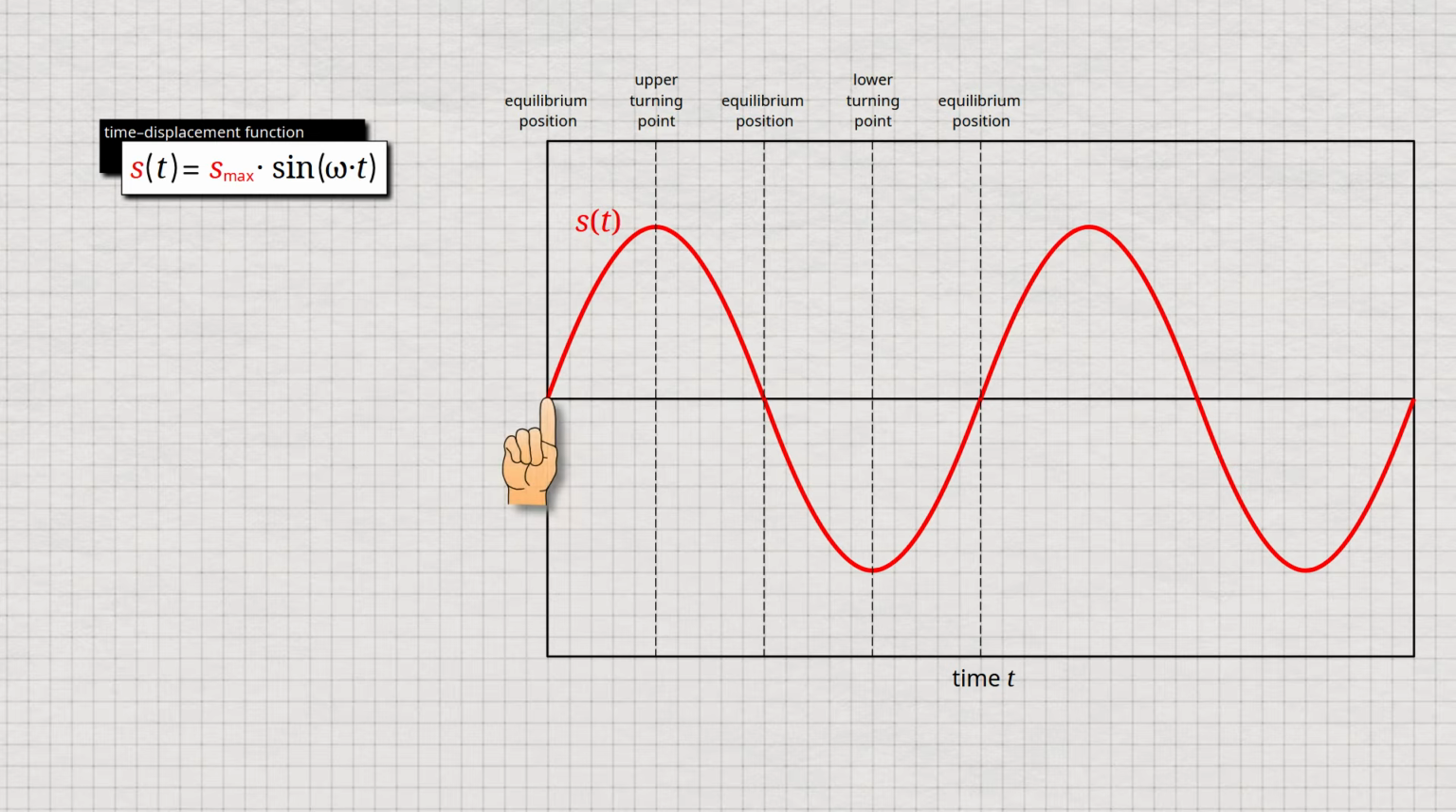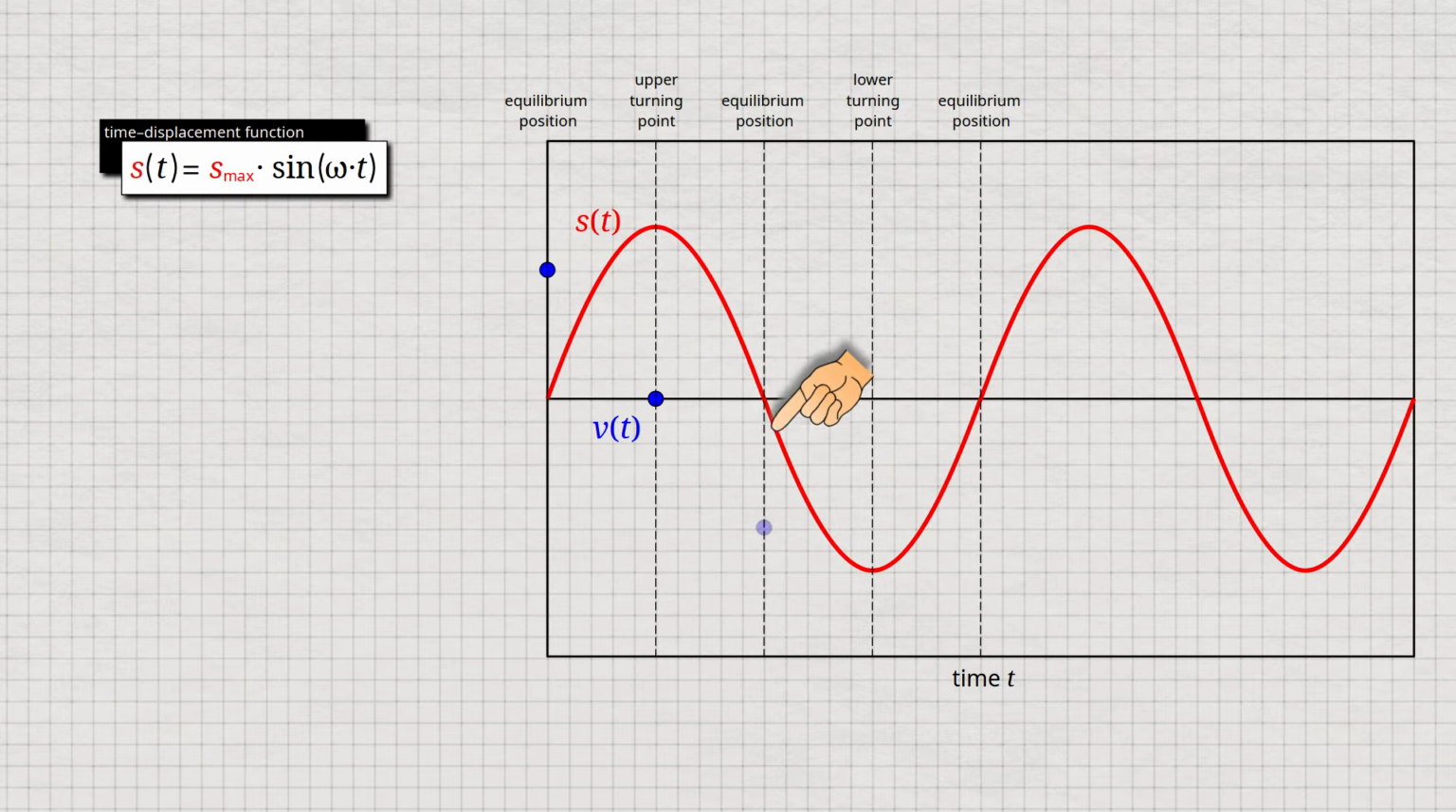At time t equals 0, when the sphere passes through the equilibrium position, the displacement changes very strongly within a short time interval, and the velocity is correspondingly high. The sphere is then decelerated and reaches the upper turning point 1/4 of a period later. At this point, the slope of the displacement curve is 0 and the sphere has come to rest. The sphere is then accelerated again in the opposite direction and passes through the equilibrium position 1/4 of a period later, this time from top to bottom.